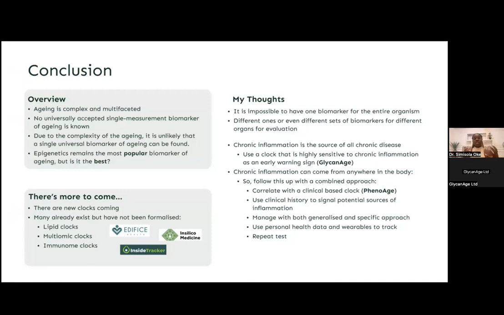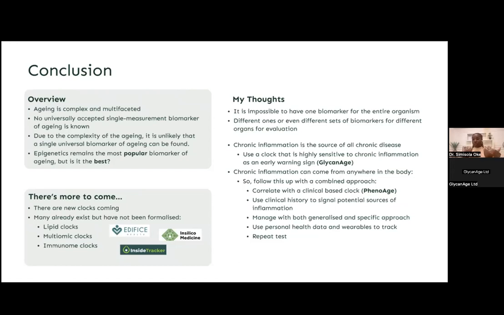And actually what we need to do is think about aging as a multifaceted thing where there are different ways to look at aging. You can look at it through different lenses. And epigenetics remains the most popular. I would still say it is the most popular biomarker, but is it the best? I think there's a question mark on that.